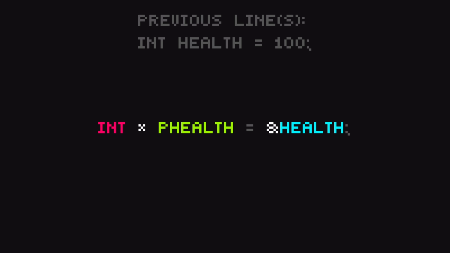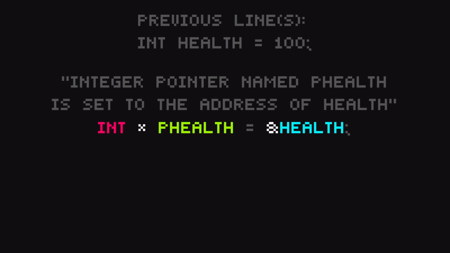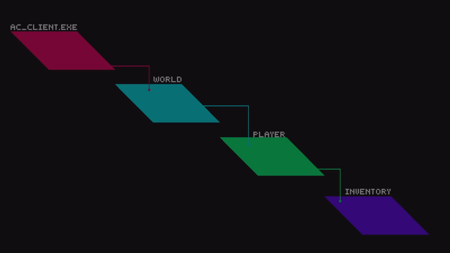So let's read this in normal English again. Integer pointer named pHealth is set to the address of health. Here the star stands for pointer and the ampersand stands for the address of. So we can see in this example that the pointer is just a variable whose value happens to be an address. Let's take a quick look at this picture here.